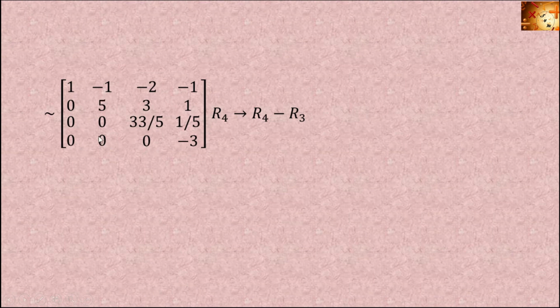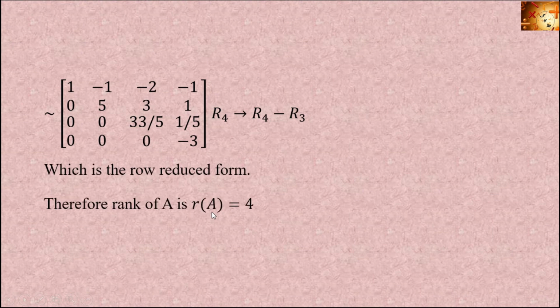Here all the rows are non-zero. In the first row all elements are non-zero. In the second row we also have 5, 3, 1 as non-zero elements. From the third row 33 by 5, 1 by 5 are non-zero numbers, and from the fourth row minus 3 is the non-zero number. So here there are 4 non-zero rows. Therefore this matrix's rank is 4. Therefore the rank of A is 4. So this is the method to find the rank of a given matrix which is of any order.